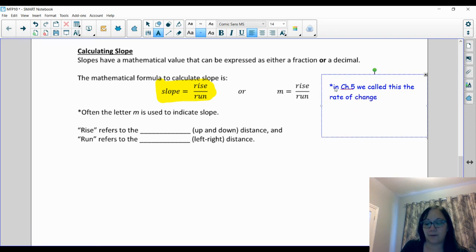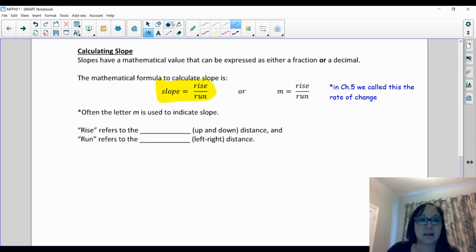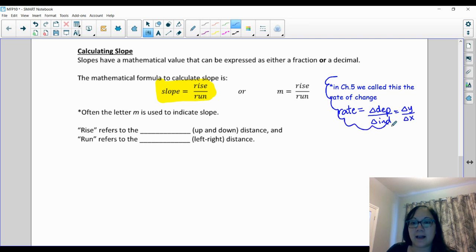And we said that the formula for that was rate equals the change in dependent variable over the change in independent variable, which in other words was the change in our y values over the change in our x values. So just making a note of that, and we will see this concept come back in future examples.